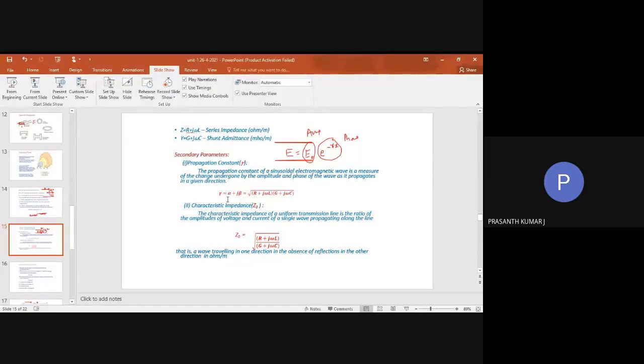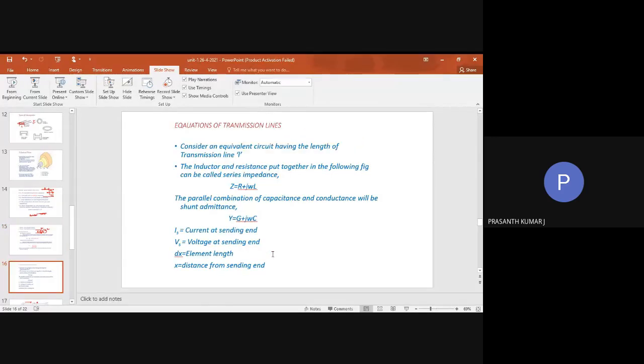So gamma is given by alpha plus j beta, and Z naught is equal to the square root of (R plus j omega L) by (G plus j omega C). The next important topic is equations of transmission lines. This is also a very important topic. Many times he asks for 7 marks: derive the equations of transmission lines.